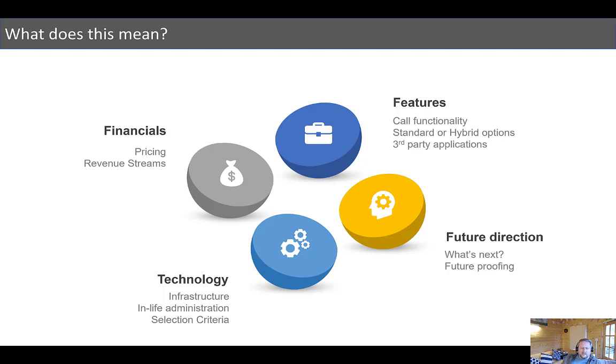And again, that ties in with the revenue stream side of things as well. If that is your business and you're wanting to create a revenue stream out of voice inside Microsoft Teams, the only option really still for you is going to be direct routing. Operator Connect isn't going to change that. In terms of technology, Operator Connect has introduced that deep integration back into the Microsoft Teams admin center.